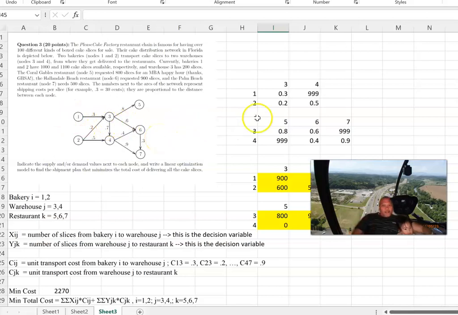Okay, and you have warehouse 3 and 4, right? And then this warehouse will supply to the stores. Okay, in this case, the stores are restaurants. Restaurants 5, 6, and 7. So we're going to use index I, which is equal to 1 and 2 for the bakery, J, which has values 3 and 4 for the warehouse, and K has values 5, 6, and 7.